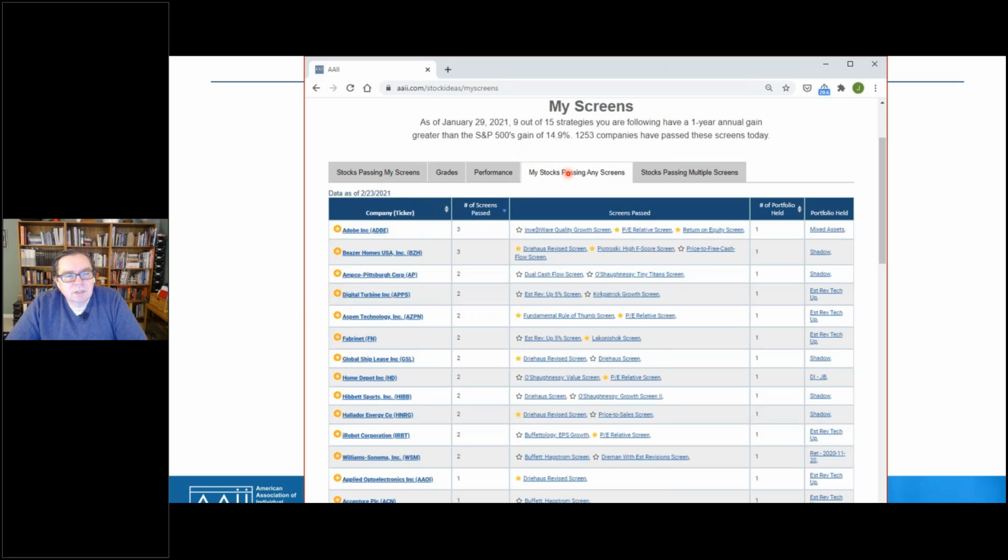Another interesting tab on the My Screens approach is the My Stocks passing any screen. What My Stocks here represent are stocks that have been saved to your portfolio or portfolios. So if you've saved a bunch of stocks, which of them currently are passing any screen? And in this case, I must have Adobe in one of my portfolios. Adobe is passing 3 screens. It's passing the investor equality growth, the PE relative screen, and the return on equity screen. And it's held in one portfolio. It happens to be held in the mixed asset portfolio.